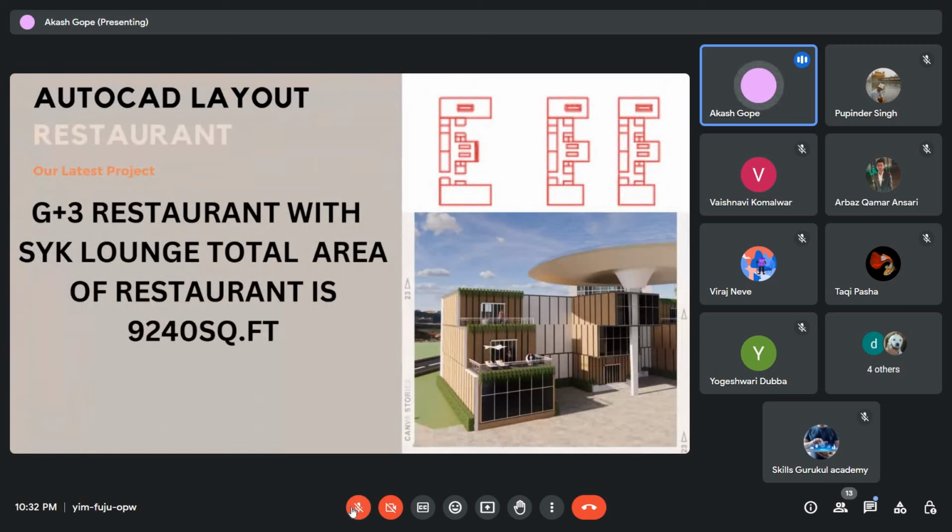AutoCAD layout: restaurant. G+3 restaurant with sky lounge. As you can see, the sky lounge on every floor has a total area of 9240 square feet.